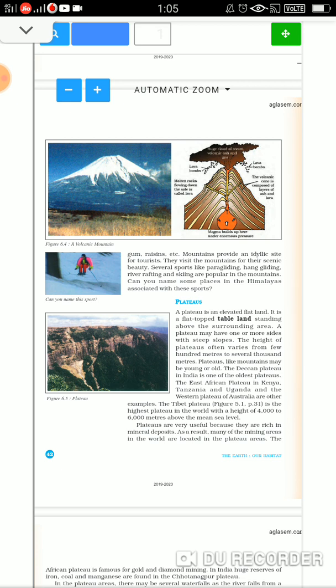Because they provide you the idyllic site for tourism. And it is very famous. The mountains are famous for their scenic beauty. A lot of sports are done there. Paragliding, hang gliding, river rafting, skiing. These sorts of sports are all popular in mountains.